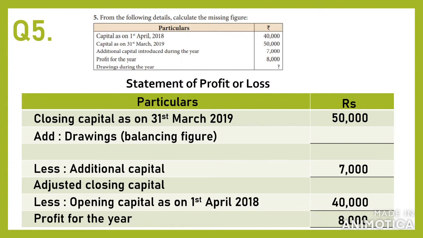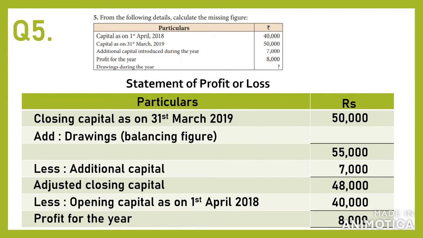Yes, what you need to do is simply add 40 and 8 to get 48. So adjusted closing capital will be 48. Okay, and then 7,000 is the additional capital. So which means what should be the figure above 7,000? It is going to be 48 plus 7, which will give you 55,000. Okay, so this figure is 55,000.